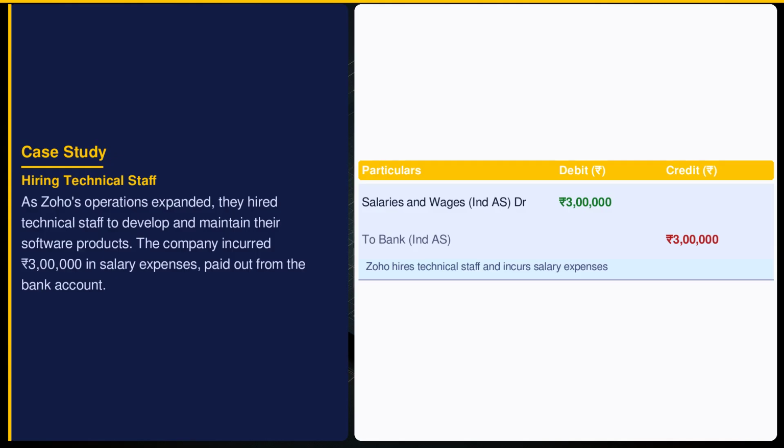The salary expenses are recorded by debiting salaries and wages, indicating a business cost that supports revenue generation. The corresponding credit to bank reflects payment to employees. This investment in human capital is essential for sustaining product development and customer support.